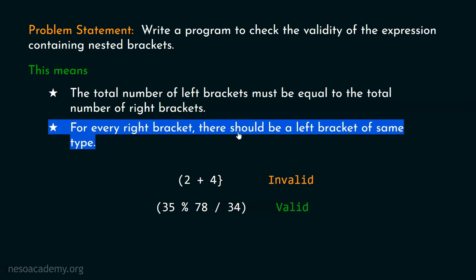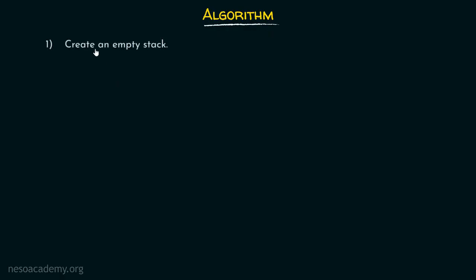Now before writing a program to check the validity of the expression, it is a good idea to write the algorithm first. Then we will convert that algorithm to its equivalent C program. It is always a better thing to do. Let's first write the algorithm. First, we have to create an empty stack. This is very important. Then we have to scan the symbols of the expression from left to right.